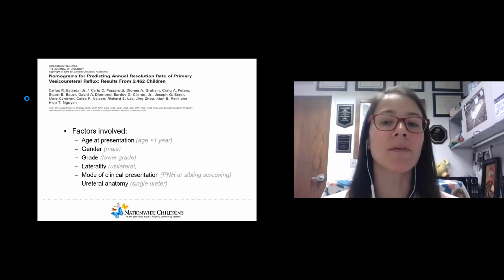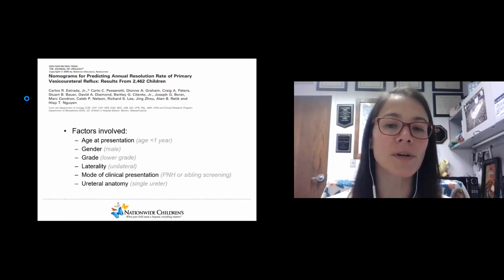There's a nomogram that was developed after a review of a large number of children, 2,462. And this nomogram involves the following factors, with the factors grayed out that predict resolution. So I would encourage you to look at this if you're interested, and maybe make it part of your practice.